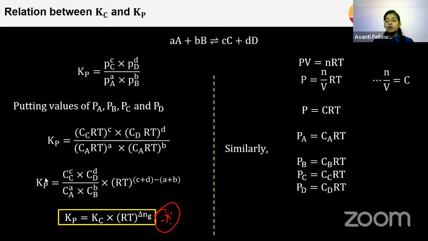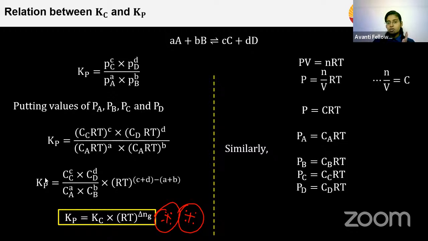This is a very important relation you should write down in your notebook. This relation will be very helpful for you to solve many simple and easy questions. So don't get confused. Please memorize the relation as it is: Kp is equal to Kc into RT power delta Ng. Some students will memorize it the other way around. They will put Kc on the left-hand side, Kc is equal to Kp into RT. Please don't do those things, okay?